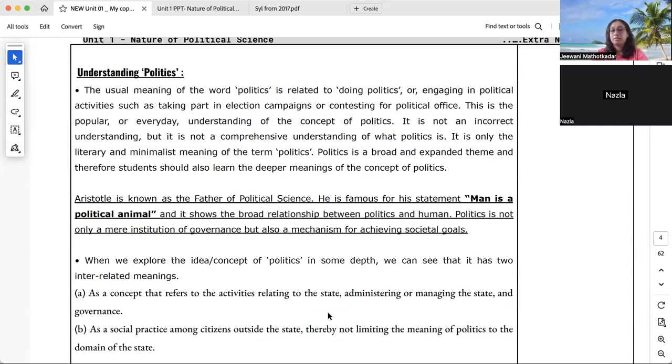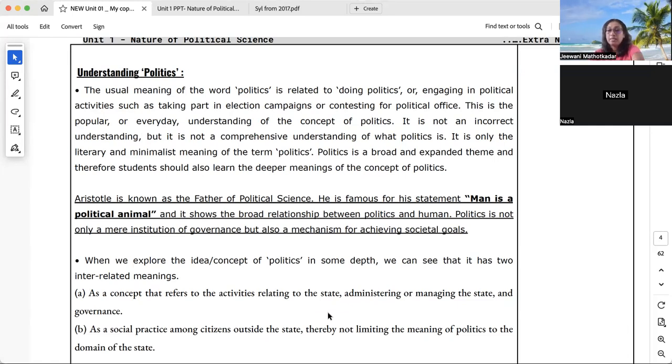One side, it is a concept that refers to the activities of the state, administering and managing the state and governance. So it's like a coin. One side consists of this concept: politics is a concept related to the state, administering and managing the state and the governance. Concept of governance, concept of state.